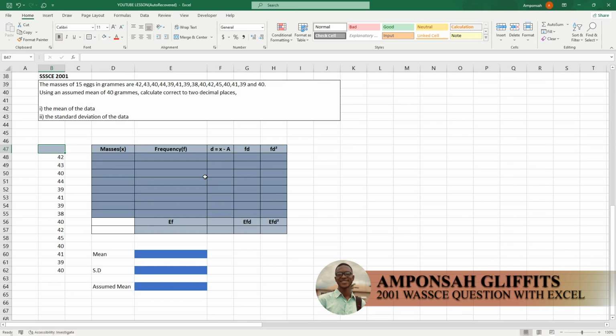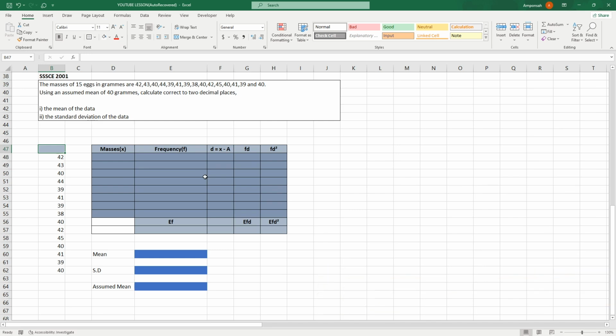Today's Excel activity is to solve a question, which is actually a 2001 WASSCE question in Ghana. It is a question that was solved on pen and paper, but this is how we are going to use Excel in case we were to solve this question with our Excel worksheet.